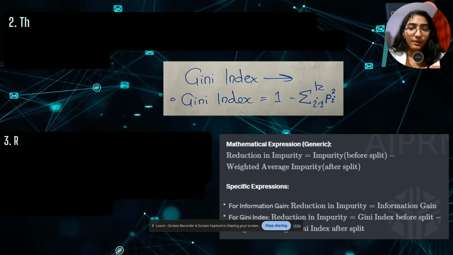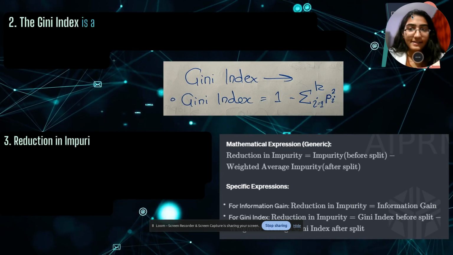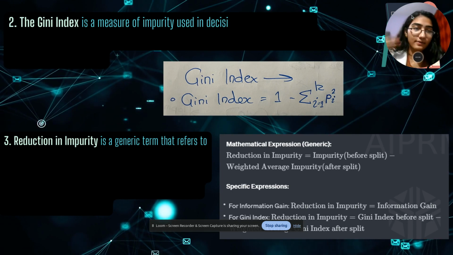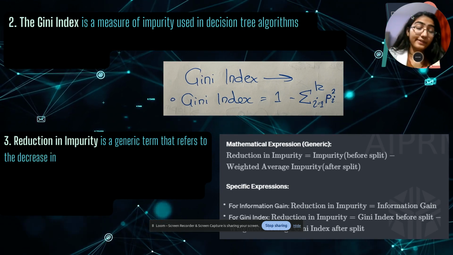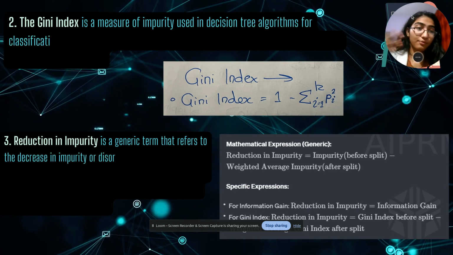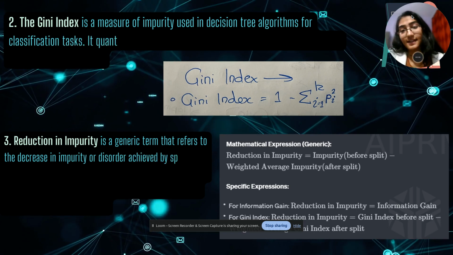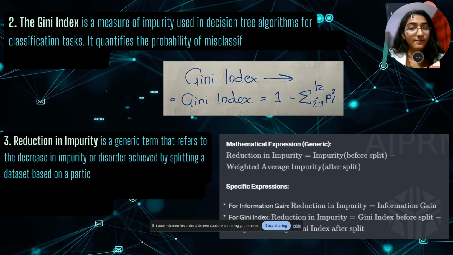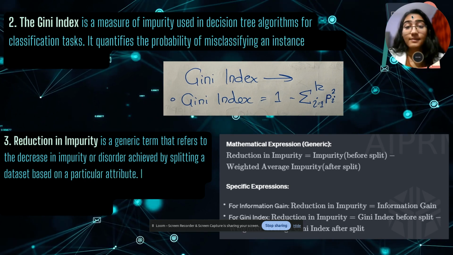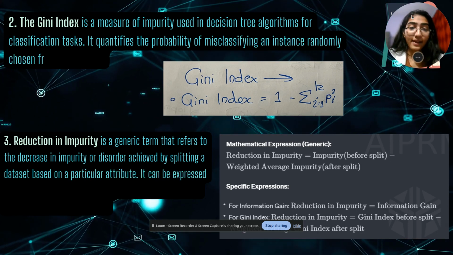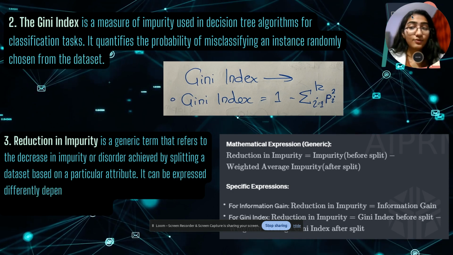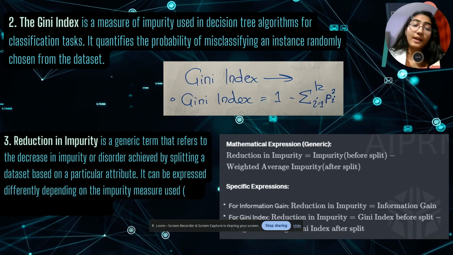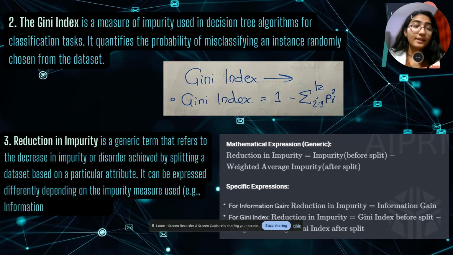Second, we'll talk about Gini index. So, what is Gini index? We have already discussed it, but again, we will define it in more bookish language. Gini index is a measure of impurity used in decision tree algorithms for classification tasks. It quantifies the probability of misclassifying an instance randomly chosen from a dataset. Gini index is equal to 1 minus summation of pi square.